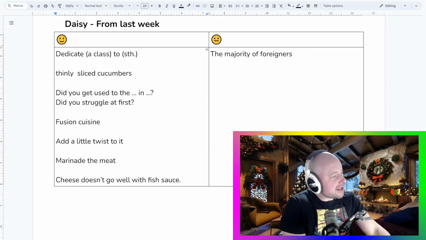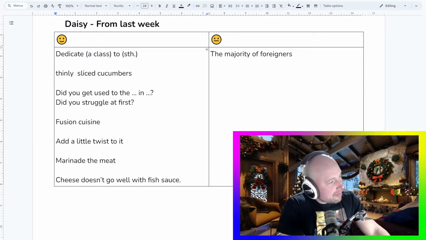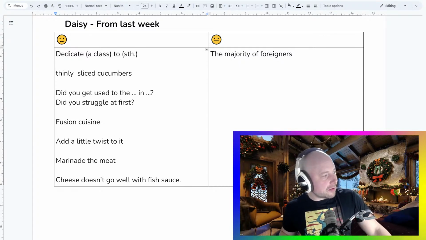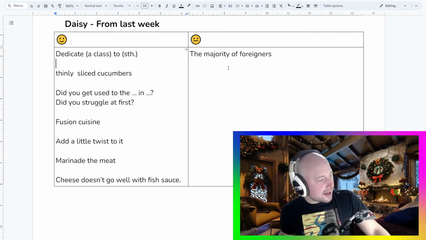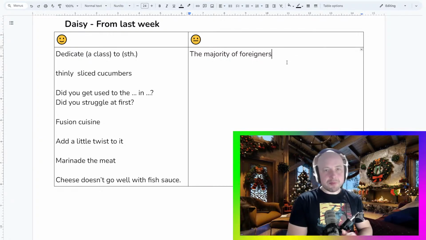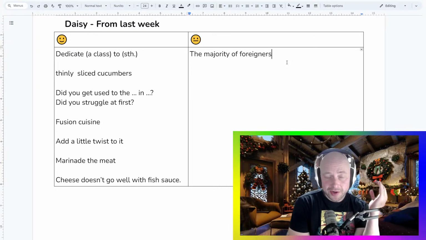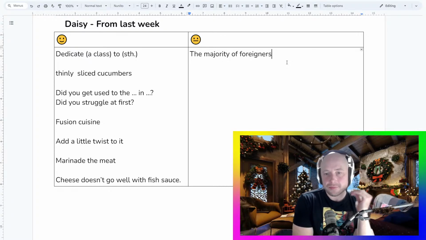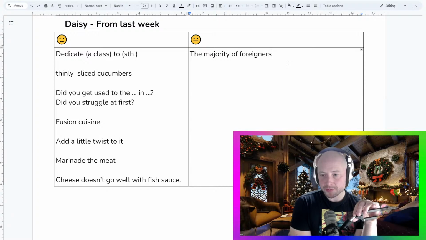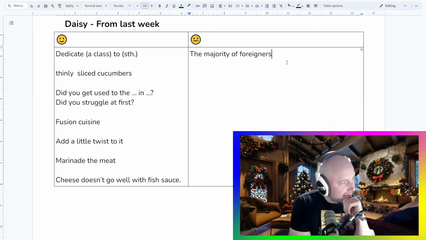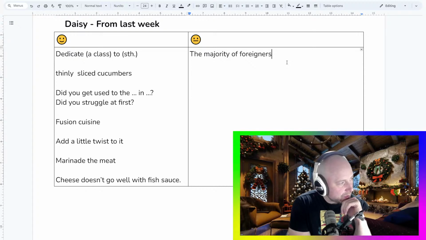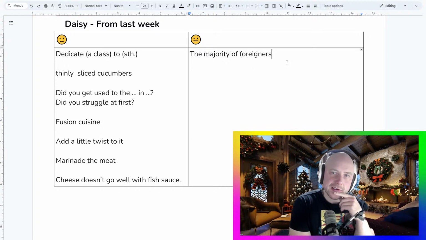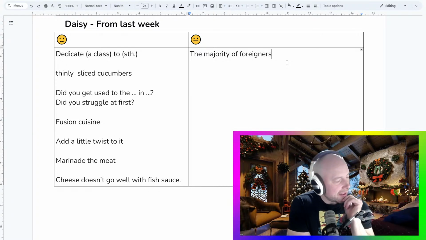Fusion cuisine, yes. Did you get used to the fish sauce in Vietnam? Did you struggle at first? I love fish sauce, so yeah, no problem for me. I really like fish sauce. The only problem with fish sauce for me is I like it too much and it has lots of sugar in it, so it's bad for me because sugar is not very healthy. But I do like fish sauce. And you want me to do a class about getting used to Vietnamese food, or about Vietnamese food in general, or about world cuisine? I feel like I've done world cuisine, but we could definitely do something like that. Could be quite interesting.